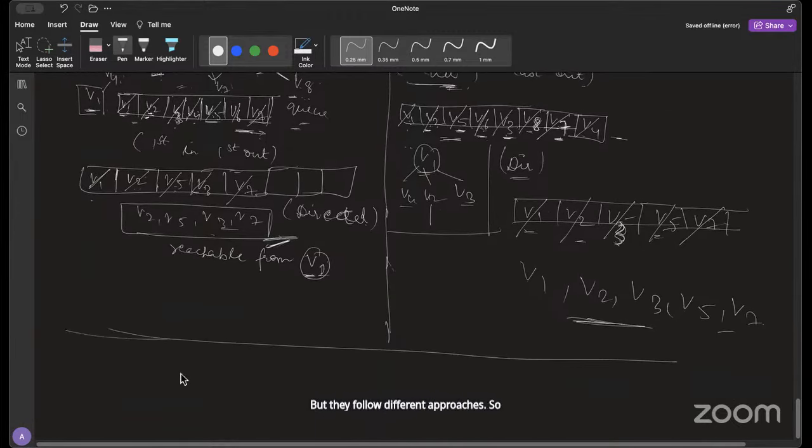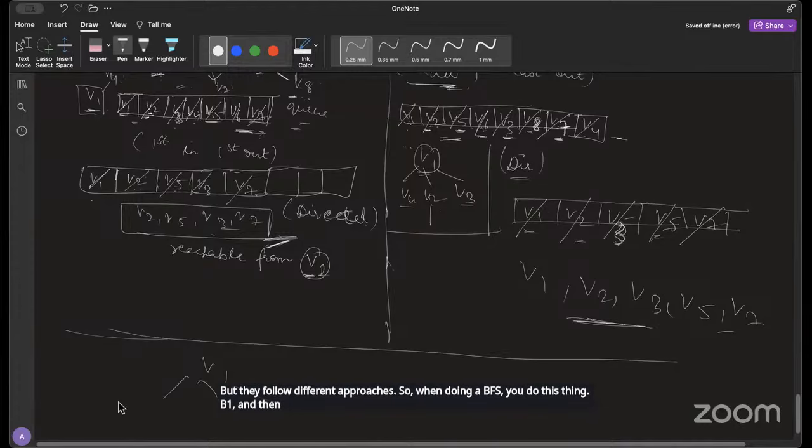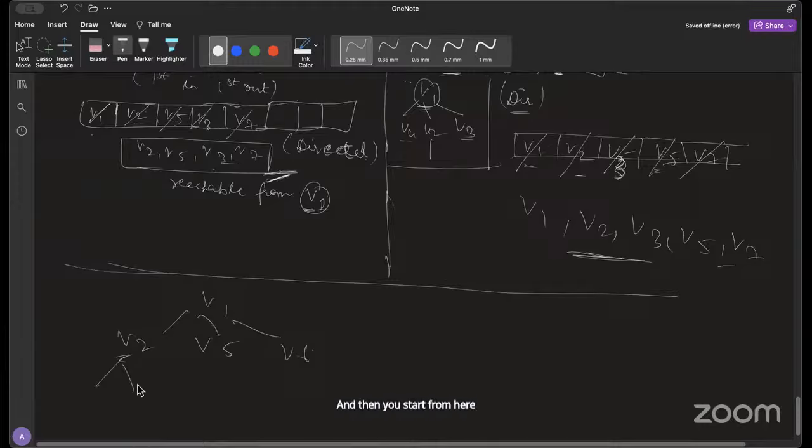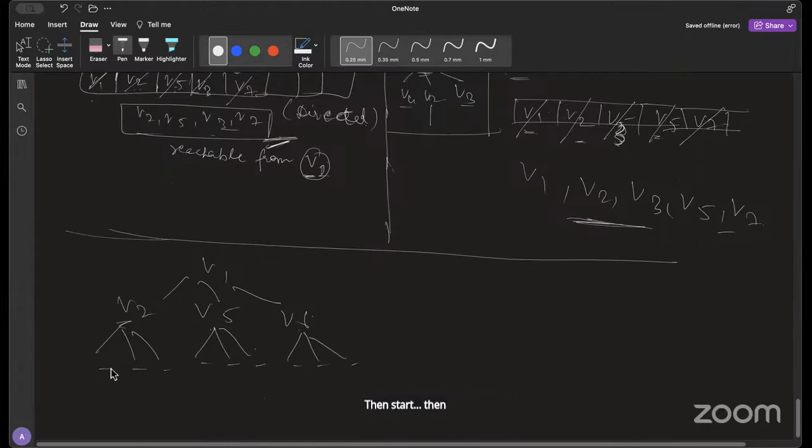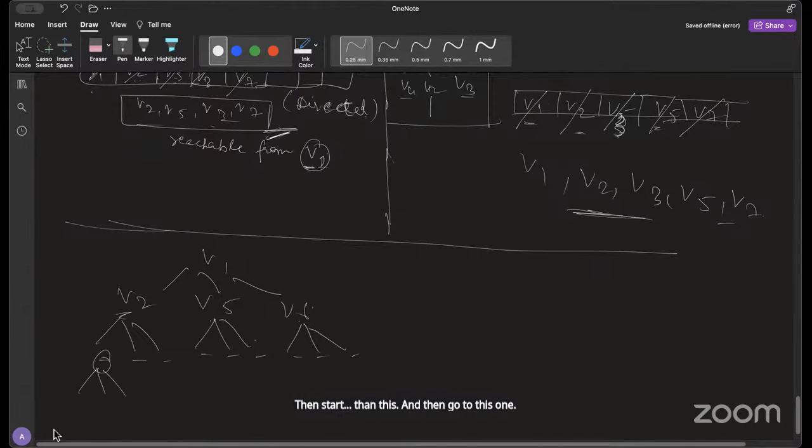When doing a BFS, you do V1, and then you explore every possibility here, V2, V5, V6, and then you start from here. Then you start exploring this one, write these here. Start exploring this one, then write these here. Then start exploring this one, then this, and then go to this one. I hope you understand what I'm saying. So this is called level 0. This is level 1. This is level 2. This is level 3. Get done with the 0th level, then the first level, then the second level. Don't jump onto the third one.